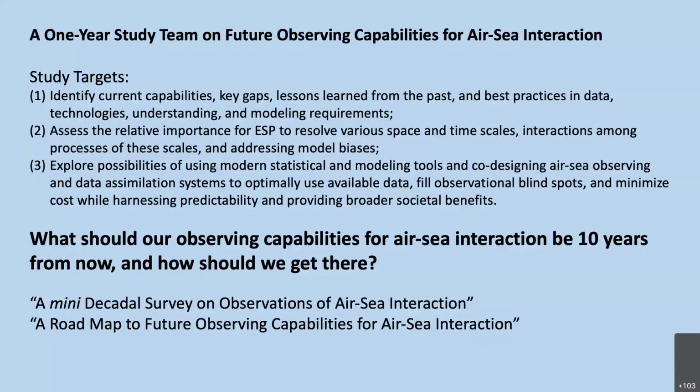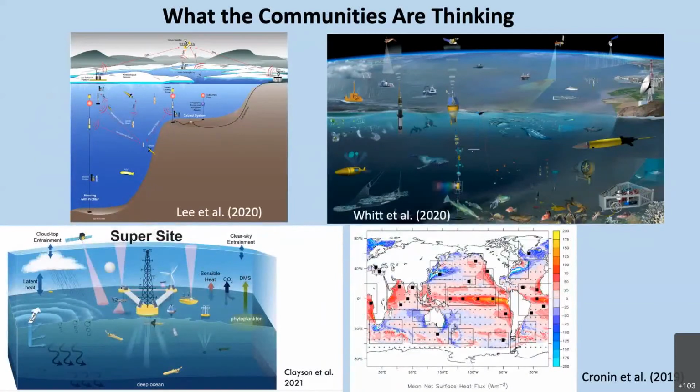And you can consider this one-year study team as a mini decadal survey, if you are familiar with the NASA decadal survey, and this is on a smaller scale. The charge is just to come up with a roadmap to future observing capability for Earth interaction. This team will not start from scratch. The community has already started thinking in this way. We are already thinking about the future, and these slides just show some examples, and there are many of them. This one-year study team will build upon existing ideas and try to synthesize them.